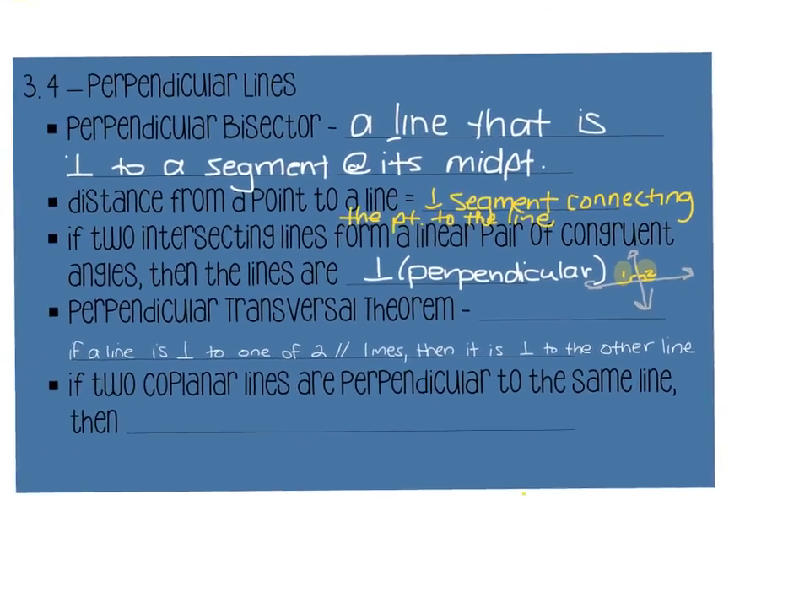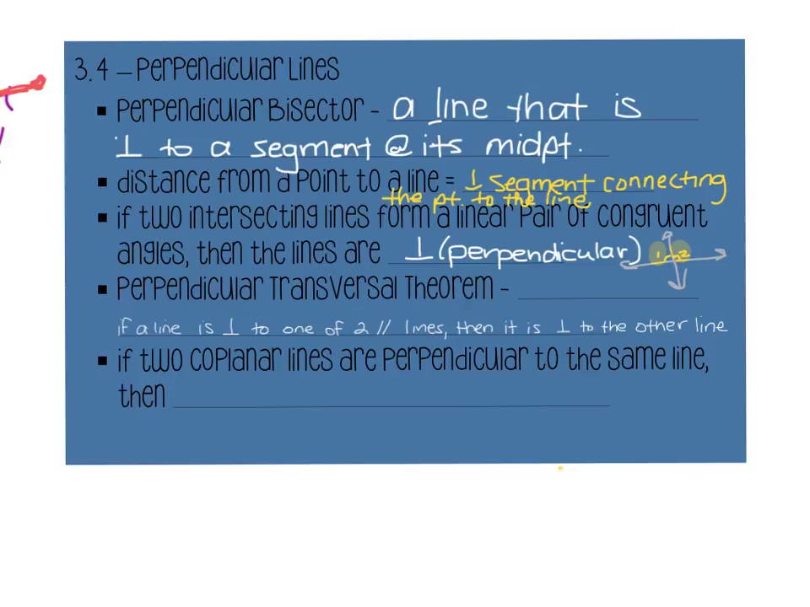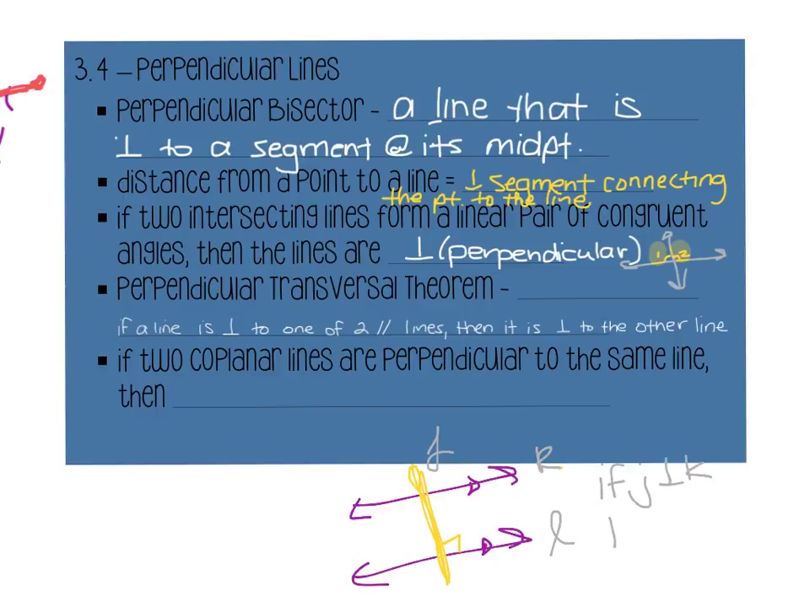And what this basically means is that you have to have two parallel lines. So if I had two lines, these are parallel, so they have a little arrow on them. And then I've got a line that is perpendicular to one of the lines. So let's say that this is J, this is K, this is L. If J is perpendicular to K, then J is also perpendicular to L. And that's because K and L are parallel.